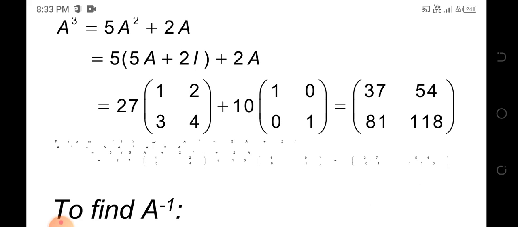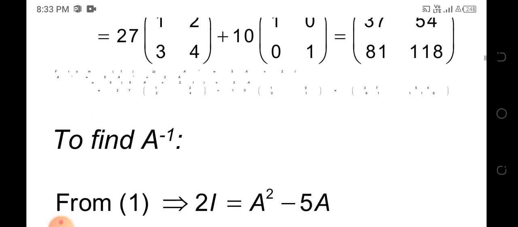to, now first you have to multiply the 27 with the A matrix 1 2 3 4, you will get some matrix, plus 10 into the 1 0 0 1 matrix, and then you have to add the values, you will get the answer as 37 54 81 118.